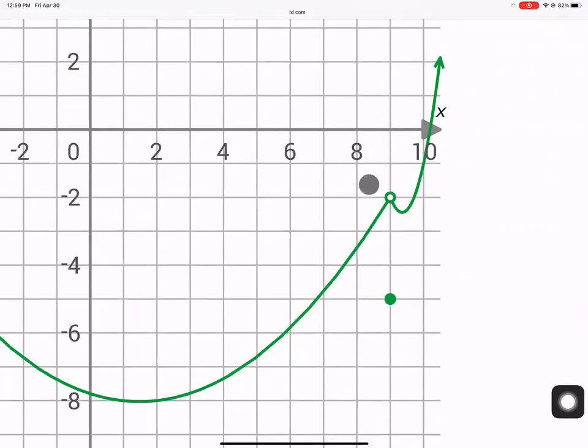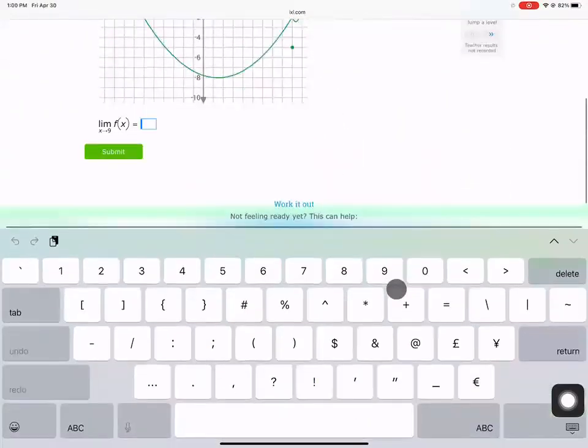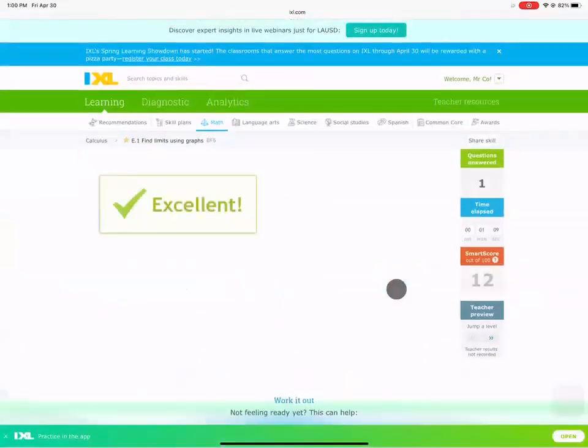So what's the y value? On the left side, it looks like -2. On the right side, it looks like -2. Is the left and right side in agreement? Yes, but take a look. It looks like -2. What is the actual value though? The actual value is -5 here. But that's not the question. The question isn't what is the actual value. The question is, what is the limit? What does it look like? And hopefully you can notice that it looks like -2. Now limits when it comes to graphing, it's that easy. Just tell me what it looks like.